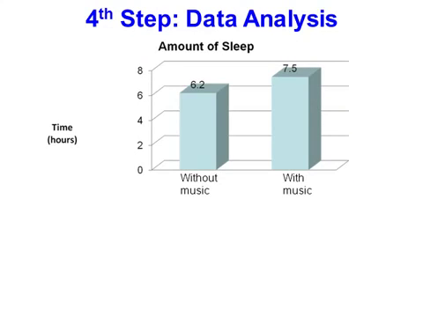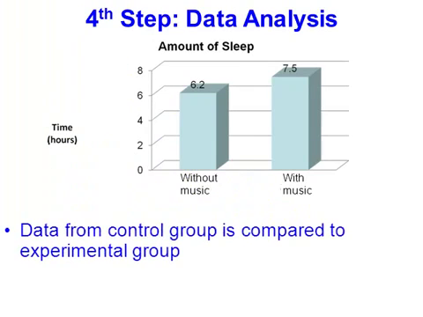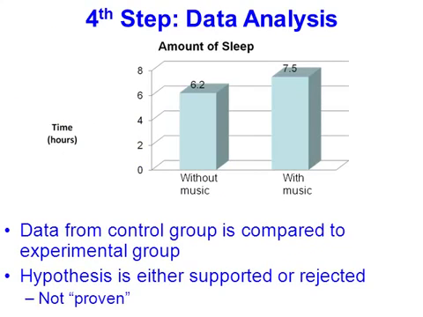Okay, so let's get back to the steps of the scientific method. The 4th step is what we call data analysis. And it says data from the control group is compared to the experimental group. In the graph, you can see the data. The data that we said a few moments ago was that the control group without music got about 6.2 hours of sleep per night, and the experimental group with music got about 7.5 hours of sleep per night. So there's the data side by side in a nice readable graph. We're comparing the two. And you can hopefully see, as we mentioned a few moments ago, that the data seems to support the earlier hypothesis.